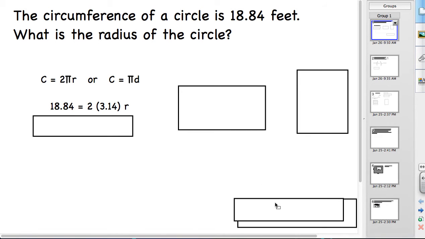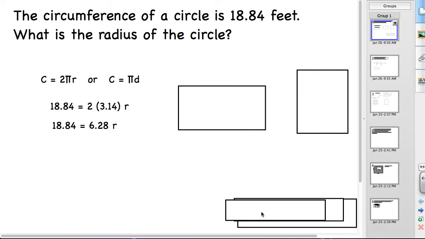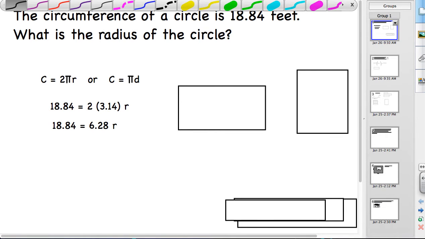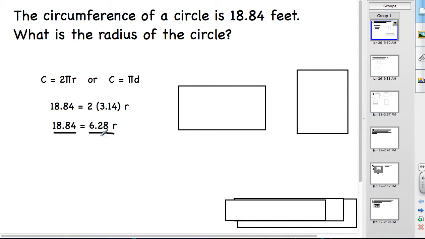So we replace all of the variables with the values that were given, and we see we are left with only one variable, r. 18 and 84/100 equals 2 times 3.14, which is a decimal approximation of pi, times r. In the next expression, we multiply 2 times 3.14 to get 6.28. Now, in order to solve this problem, on both sides we divide by 6 and 28/100, so that these two values will be eliminated, and what we will be left with is r.